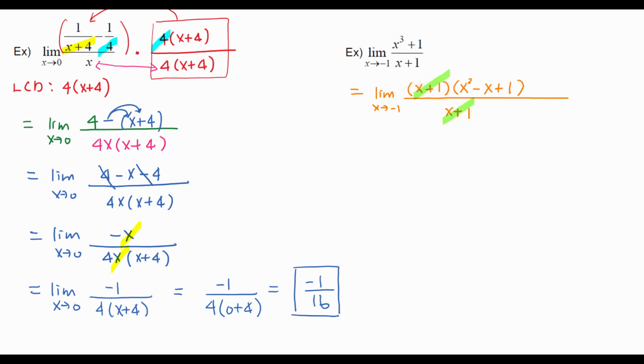So the original limit will have the same limit as you apply the limit as x approaches negative 1 to the x squared minus x plus 1 function instead. And you will get negative 1 squared minus negative 1 plus 1, which is 1 plus 1 plus 1. So the limit value is 3.